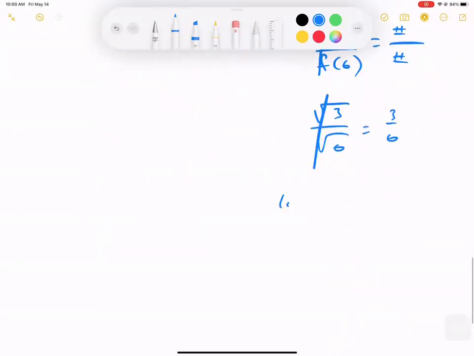If I'm adding logs, log of 3 plus log of 5, this is really log of 3 times 5. This is log of 15. Because they have their own special language. If I'm subtracting logs, log of 3 minus log of 5, this is really log of 3 divided by 5. I'm actually dividing on the inside. So logs have their own special language. So we can't just divide.